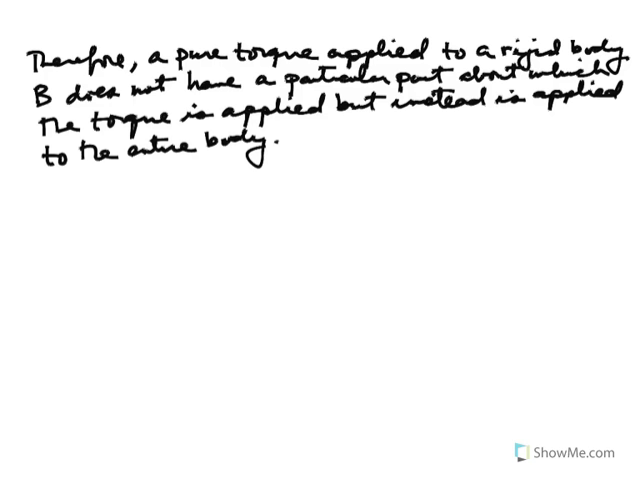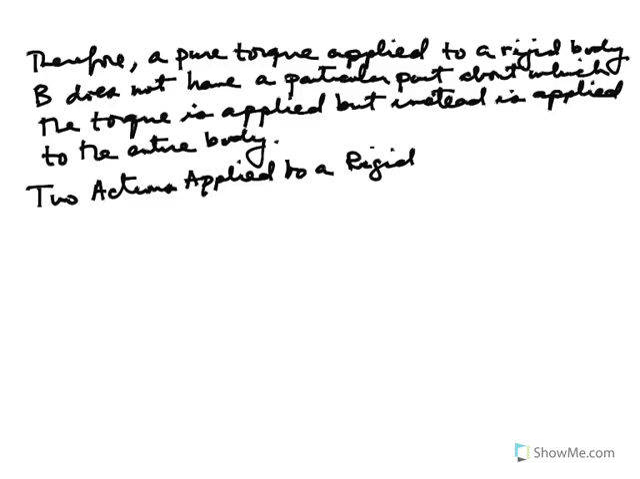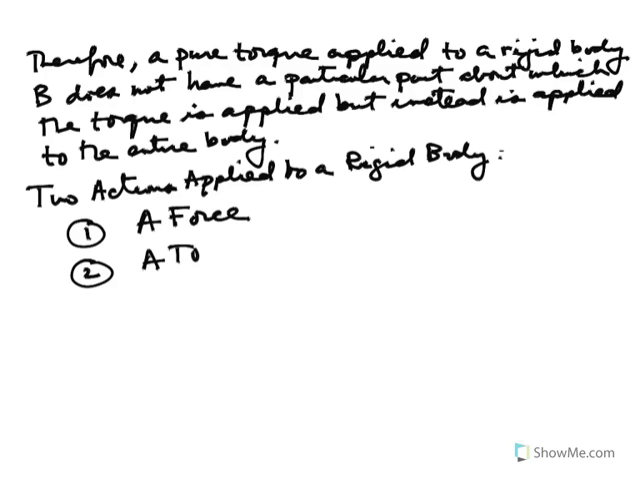All right, so now we have two types of actions. So two actions applied to a rigid body. What are those two actions? The first one is a force, and the second one is a torque. Now, a torque causes only rotation, and then we have a force, and forces are applied in the same manner that they are applied to particles.